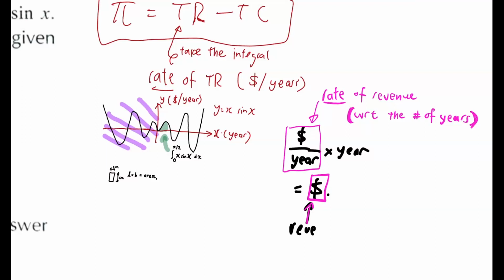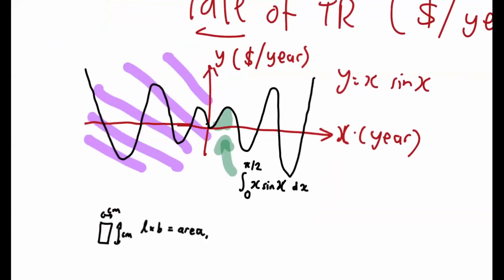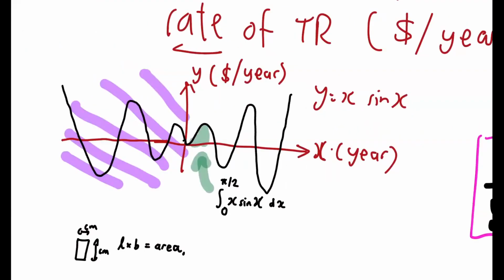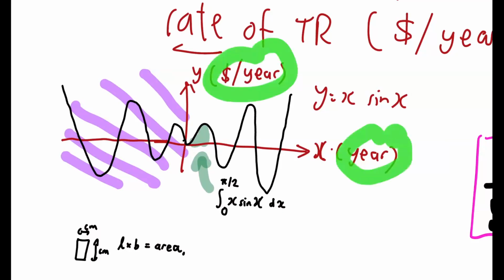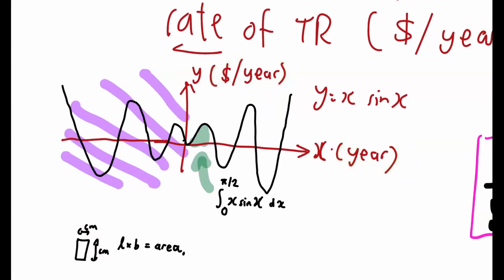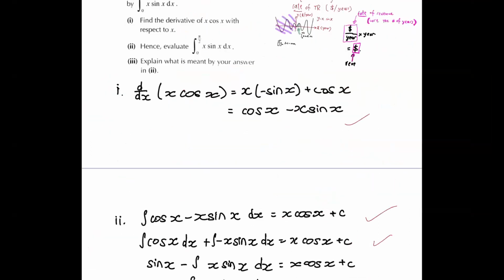Area means you find not cm by cm anymore. It's the y-axis variable's units multiplied by the x variable's units. So it's not usually cm times cm gives you cm square. Now it's dollar per year times year gives you dollars. Okay. Good. Moving on.